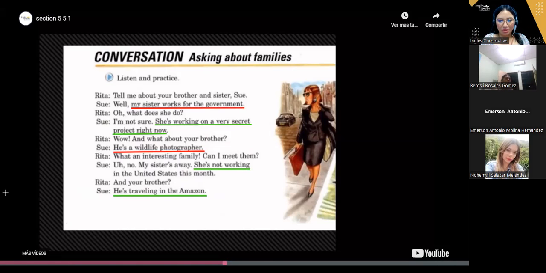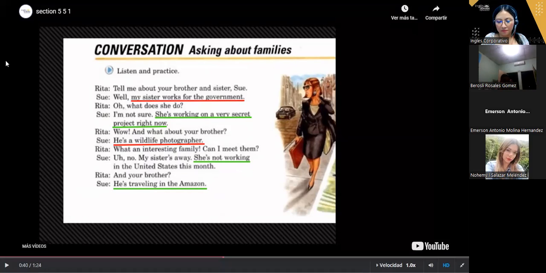Vamos a enviarles esta picture so you can take a look at the conversation and the structures that we have right there. Se las comparto en WhatsApp, guys.